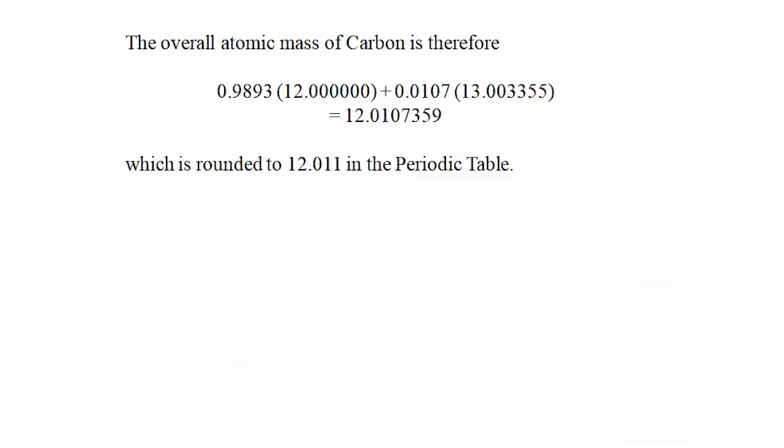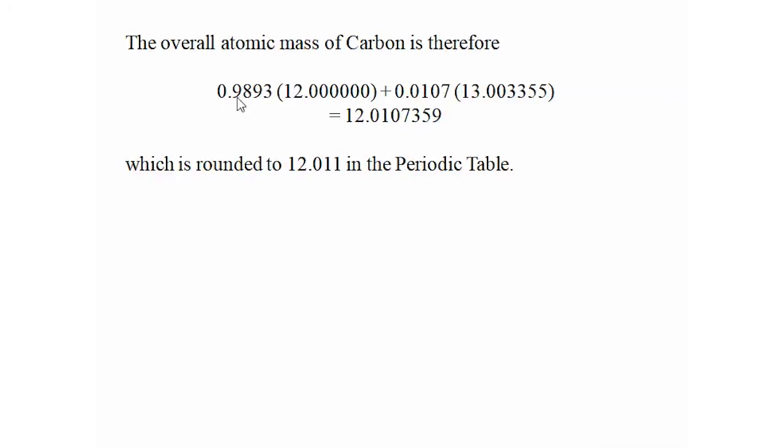The following procedure is used to determine the overall atomic mass of carbon. Since 98.93% of all carbon atoms are carbon-12 with a weight of 12, and 1.07% of the carbons are carbon-13 with a weight of 13.003, etc., then we use the following expression.